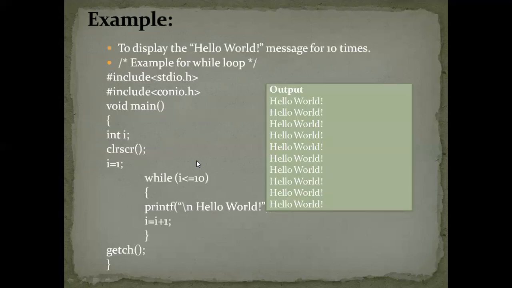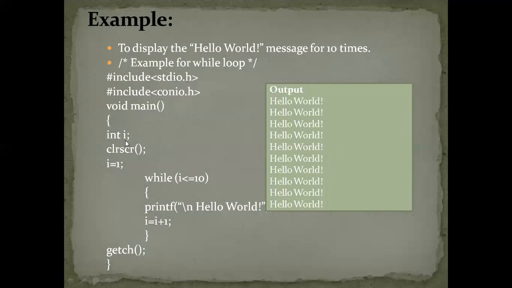We will see one example on the while loop, then you will get an idea how this while loop works. To display the hello world message 10 times. How many times? 10 times. I need to display the same message hello world 10 times. How can I do that? There are two header files: one is stdio.h, another one is conio.h. Execution of the main function starts from void main.